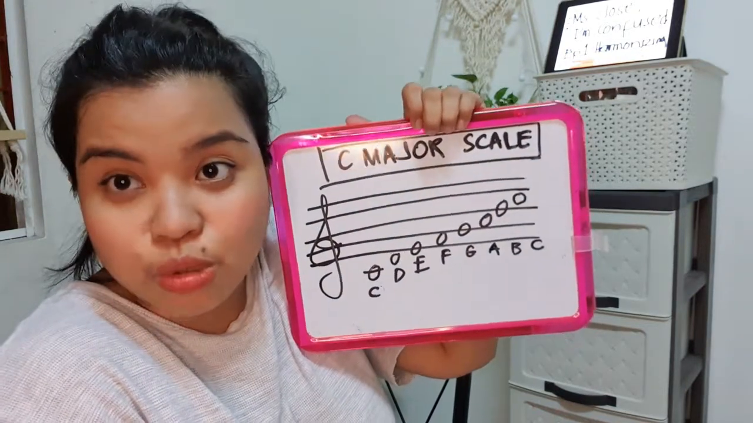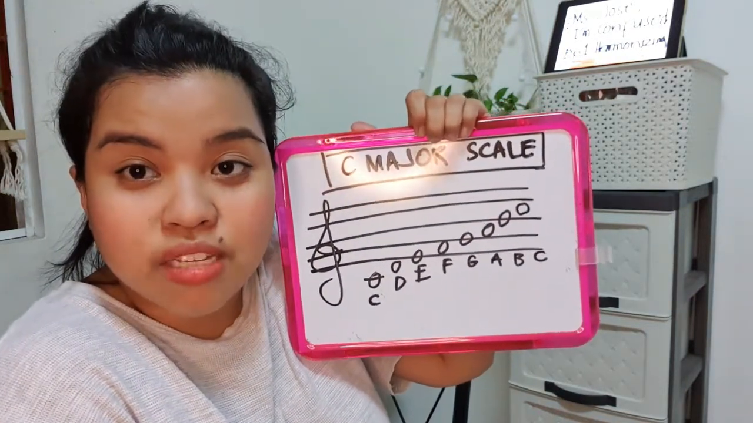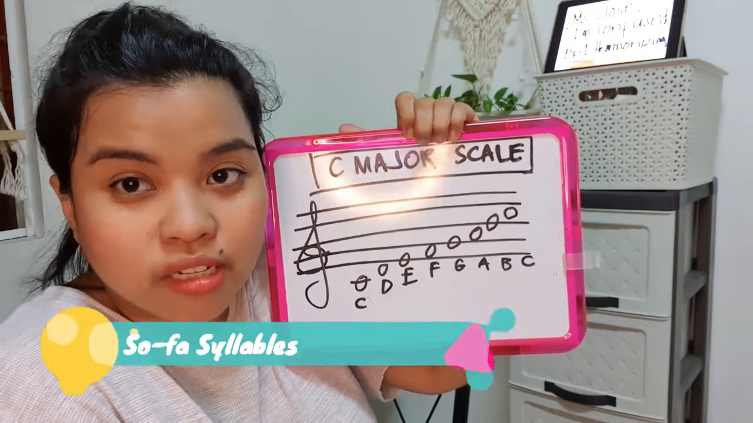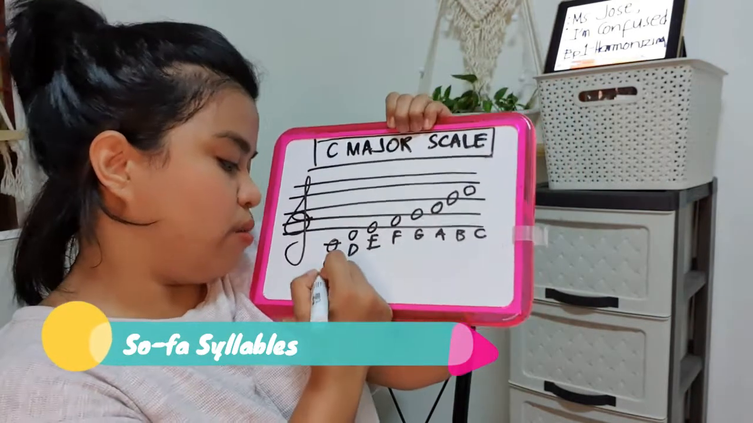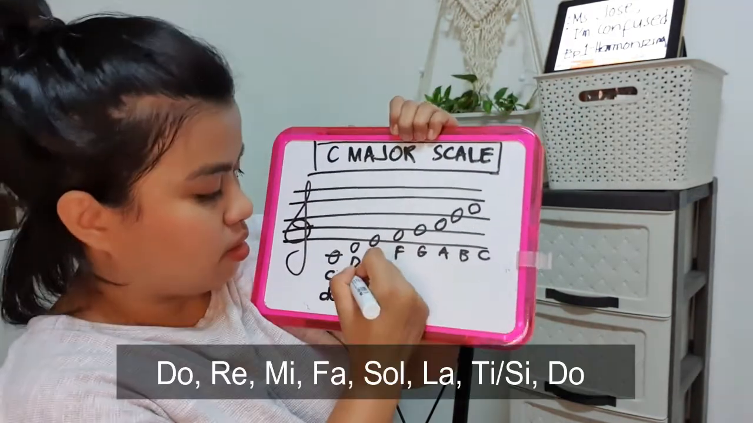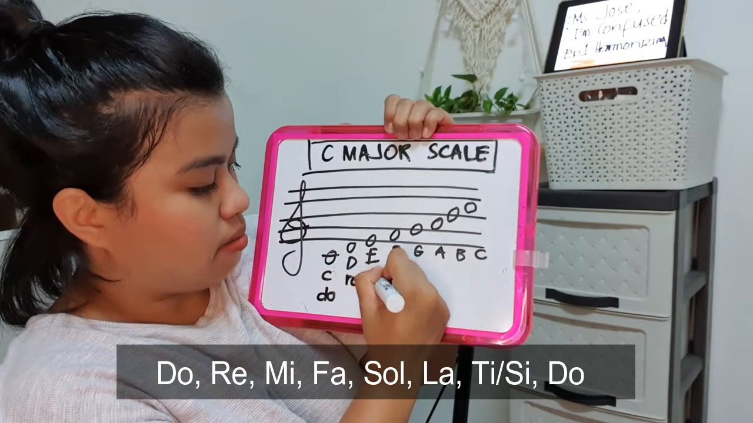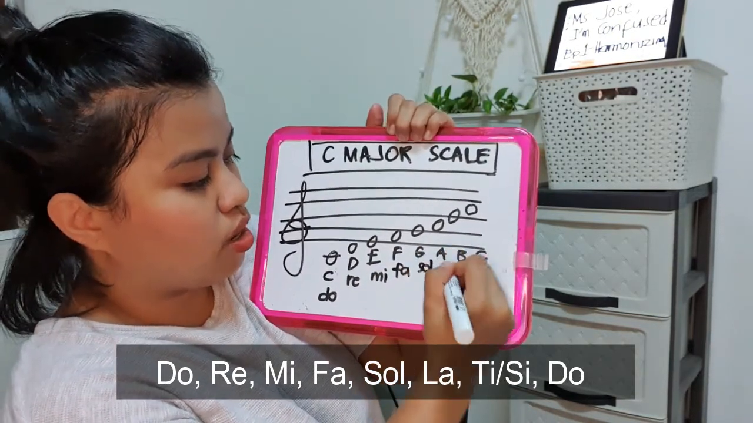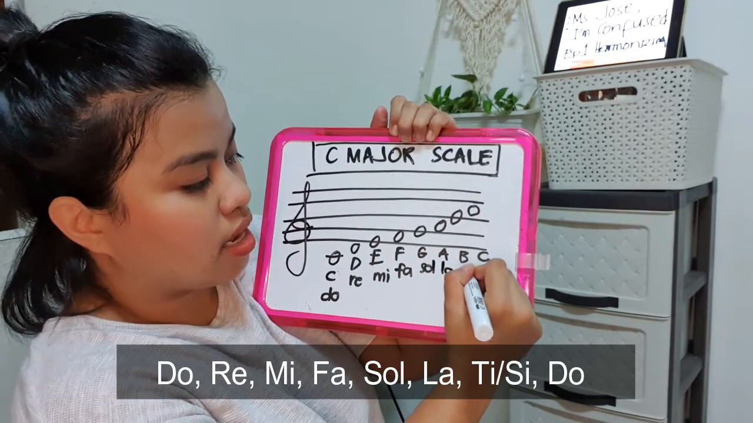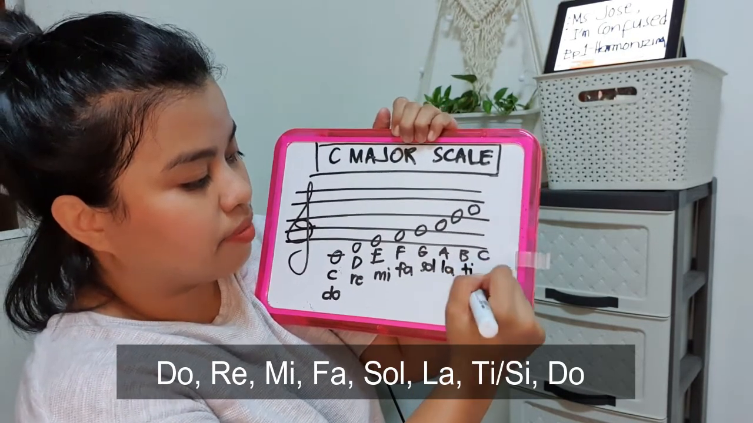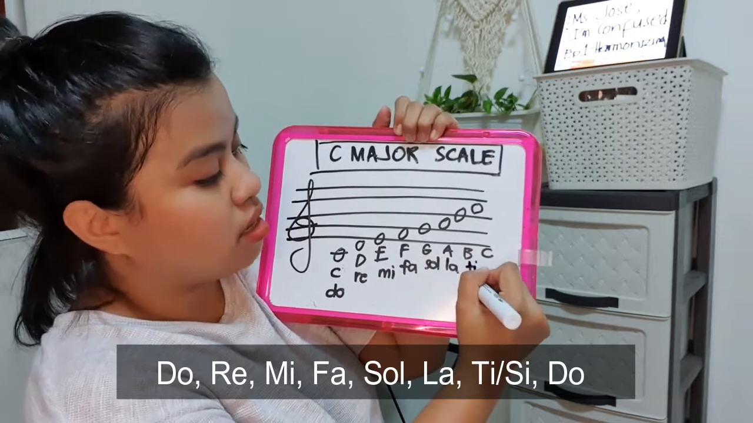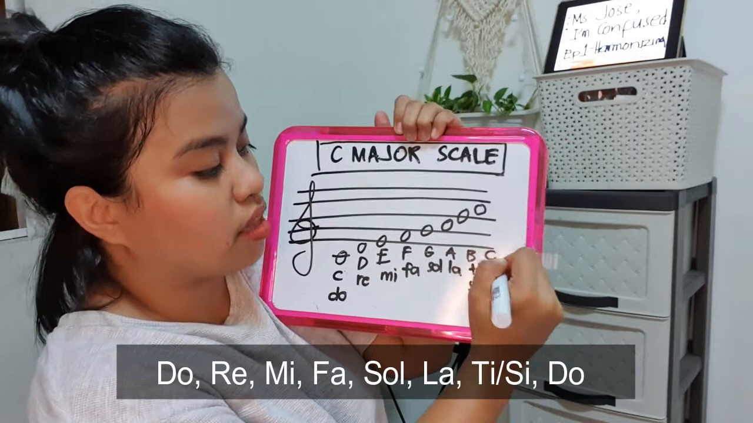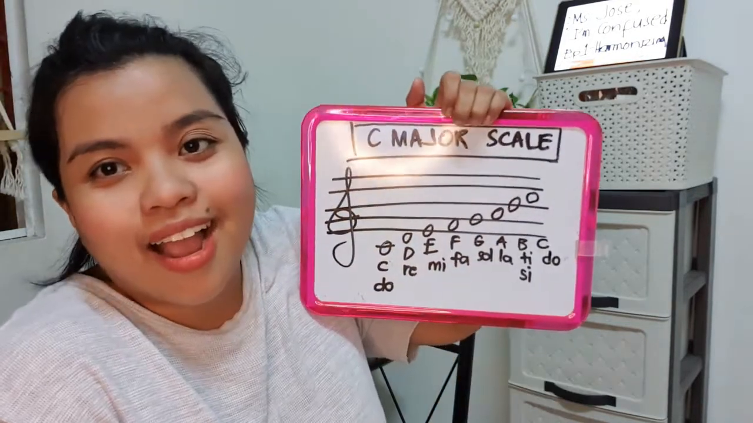Since I am asking you to sing, we will substitute the pitch names to the solfa syllables. The start of the scale is always Do. Re, Mi, Fa, Sol, La, Ti, or in singing, it's better if you call it Si, and then Do. So, that's the scale.